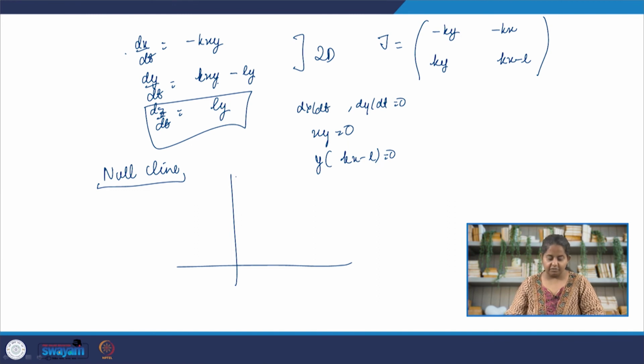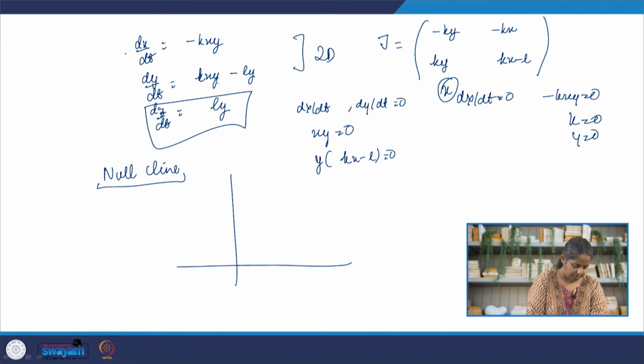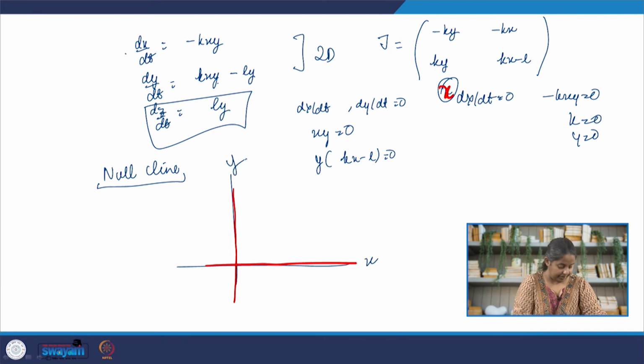So there are two Nullclines. In a 1D system we had only one Nullcline. The first Nullcline is when dx/dt is equal to 0. So this is the Nullcline at x. Here we have minus kxy equal to 0. When will minus kxy equal 0? It will equal 0 when either x is equal to 0 or y equal to 0. So let me use another color for this. So the x Nullcline, when dx/dt is equal to 0, is when x is equal to 0, so we have here, and then when y is equal to 0, so we have here.